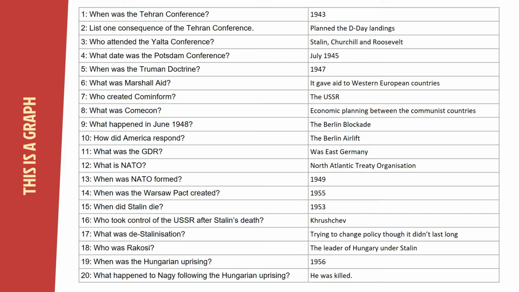Rákosi was the leader of Hungary under Stalin. Hungarian uprising was in 1956, and Nagy sadly was killed after the Hungarian uprising.